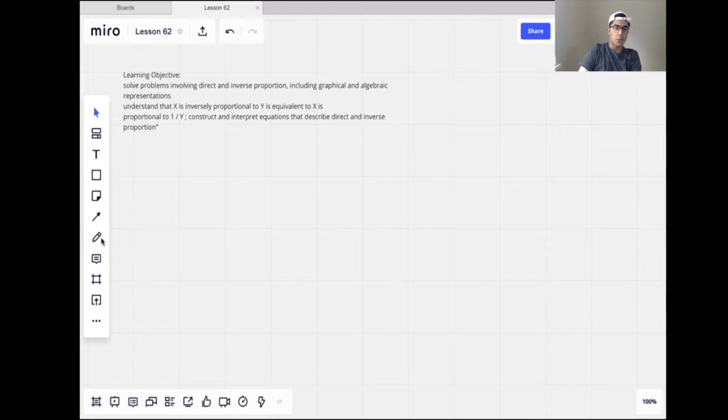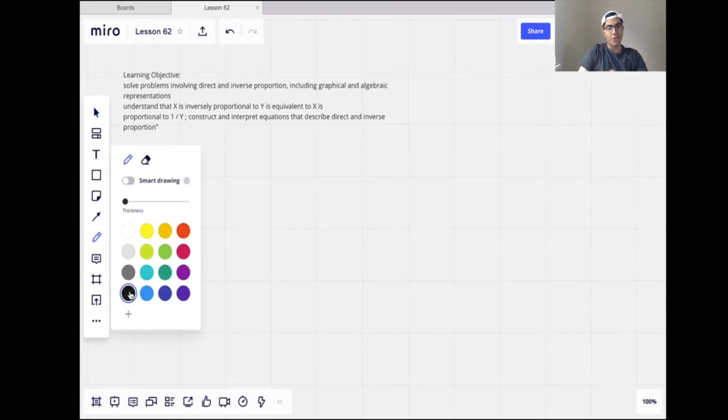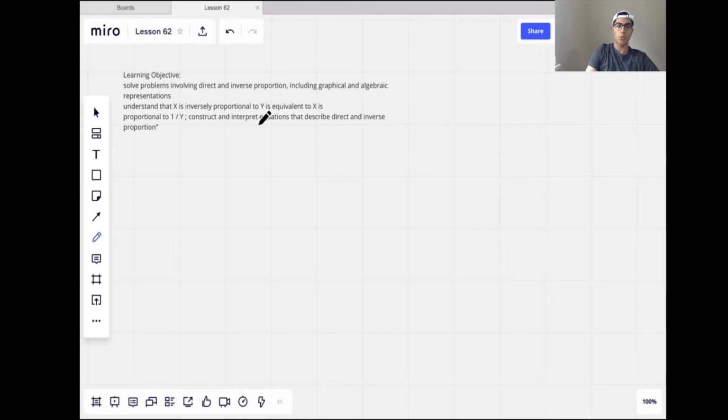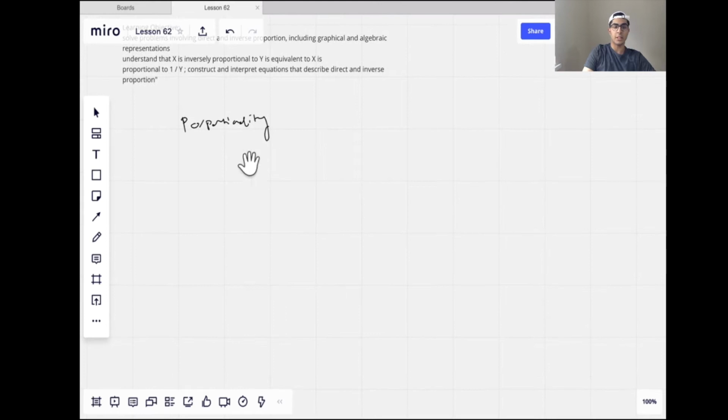Okay, so a lot in there, but basically, let's just start off with introducing what the idea of proportionality is. Proportionality is basically when you have, say, two numbers, and the ratio between them is always the same. So say you have numbers x and y, and if x is 1, y is 4. If x is 2, y is 8. If x is 4, y is 16, for example.